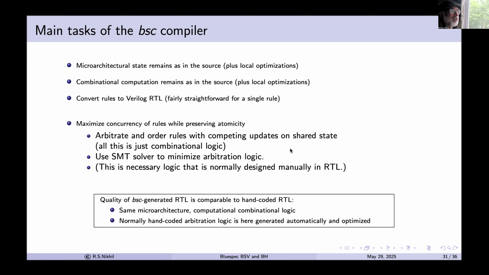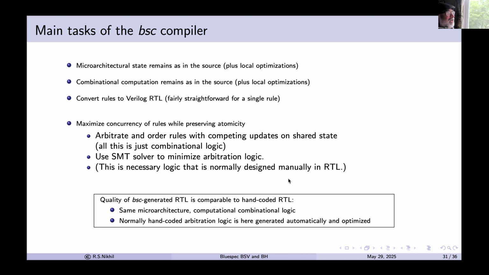In particular, it uses an SMT solver internally to look at these Boolean conditions to be able to recognize, for example, that two Boolean conditions are never true together, or they're always true together, or properties like that. When you know that information, you can produce better and less expensive arbitration logic than if you didn't know those things.